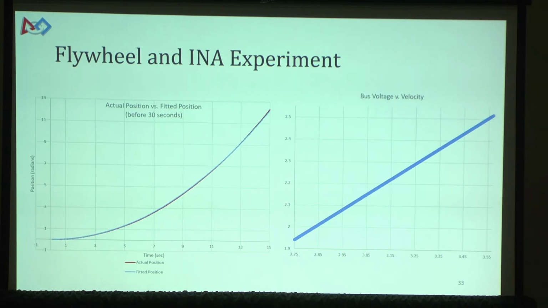And then the second graph, the x-axis is velocity and the y-axis is bus voltage. So we basically graphed bus voltage versus velocity after the current was shut off. So this was after 30 seconds. And then the slope of this line is KE.